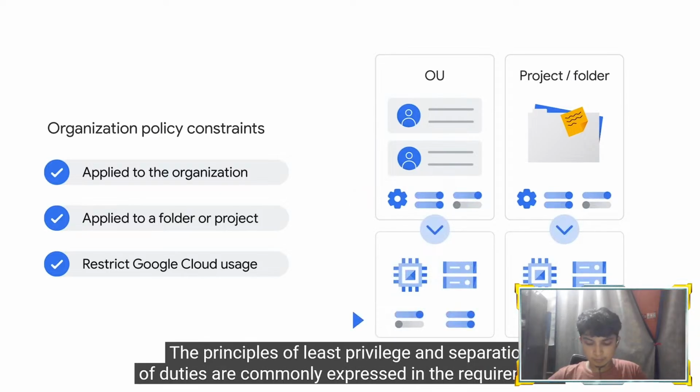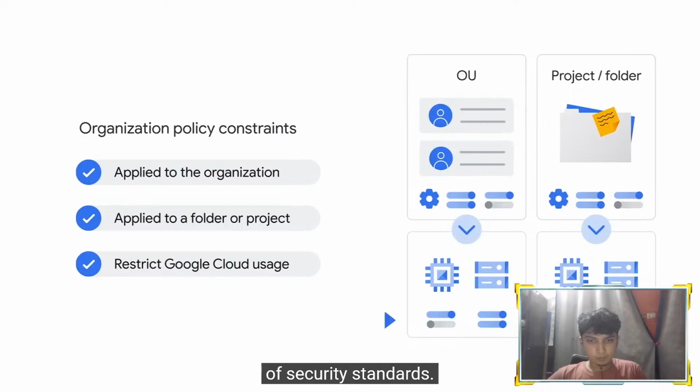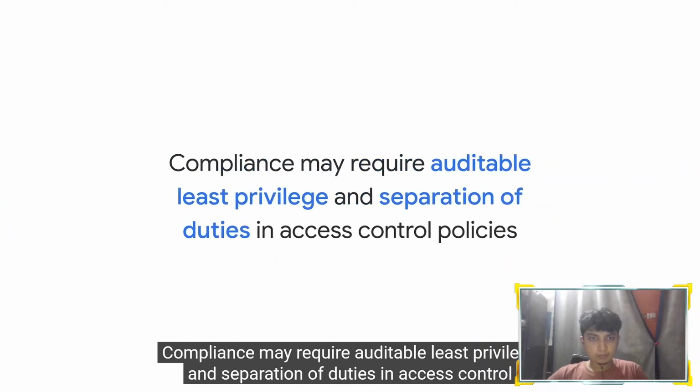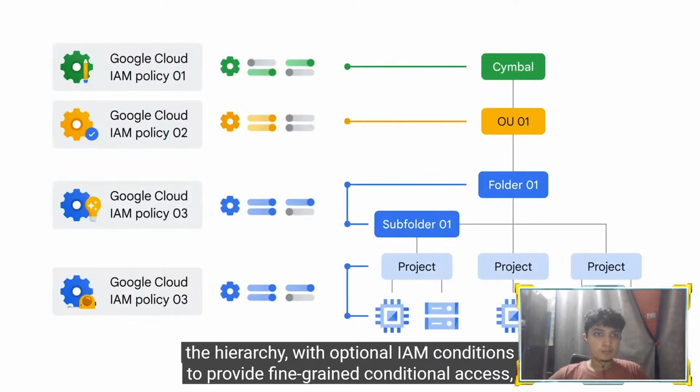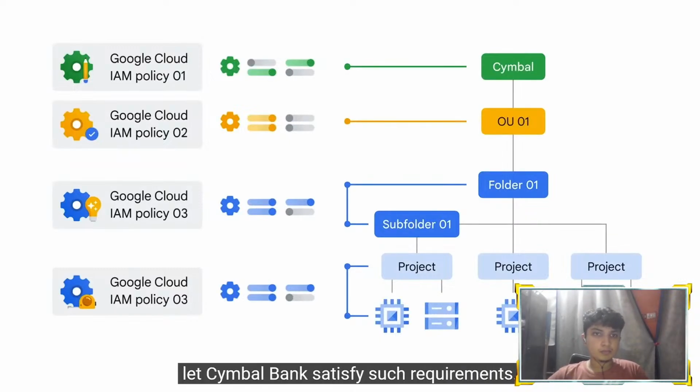The principles of least privilege and separation of duties are commonly expressed in the requirements of security standards. Compliance may require auditable least privilege and separation of duties and access control policies. Google Cloud IAM policies, which allow roles to be bound to identities at any level of the hierarchy, with optional IAM conditions to provide fine-grained conditional access, let SimpleBank satisfy such requirements.